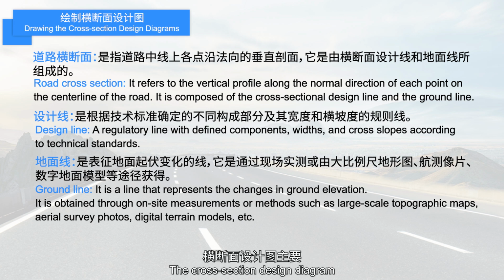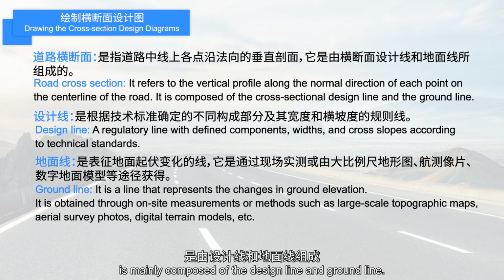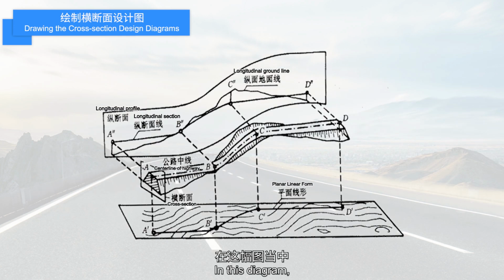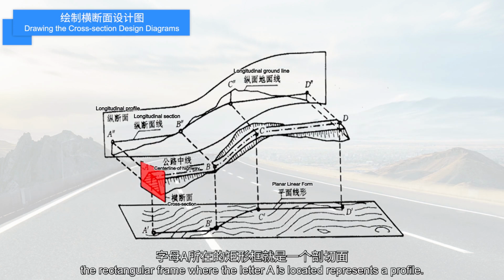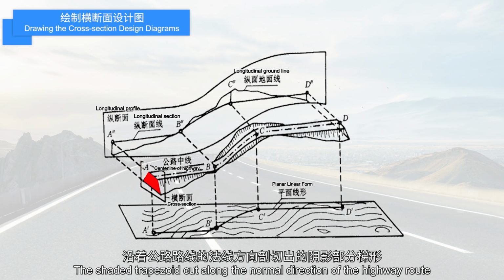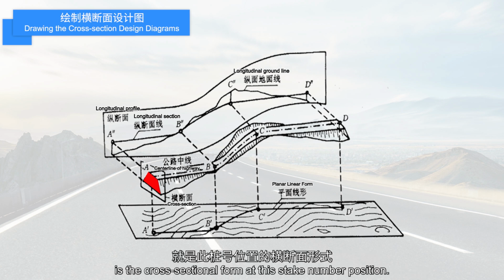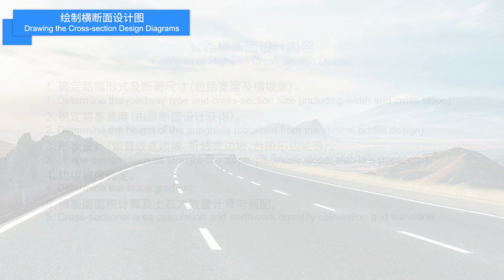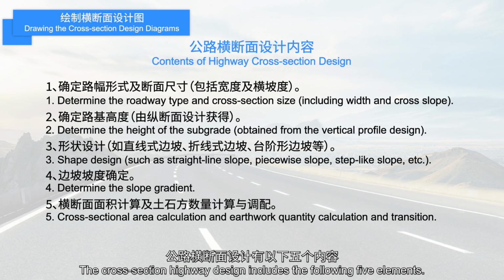The cross-section design diagram is mainly composed of the design line and ground line. In this diagram, the rectangular frame where the letter A is located represents a profile. The shaded trapezoid cut along the normal direction of the highway road is the cross-sectional form at this stake number position. The cross-section highway design includes the following 5 elements.